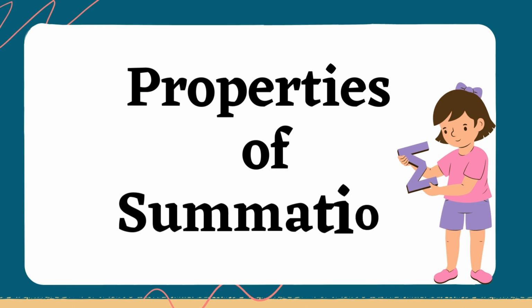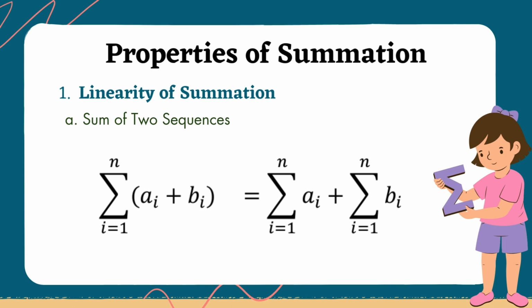Next, let's talk about the properties of summation. One of the properties of summation is the linearity of summation, which is the sum of two sequences. The sum of two sequences is written as the sum of the quantity a sub i plus b sub i from 1 to n, which can be written as the sum of a sub i from 1 to n plus the sum of b sub i from 1 to n.